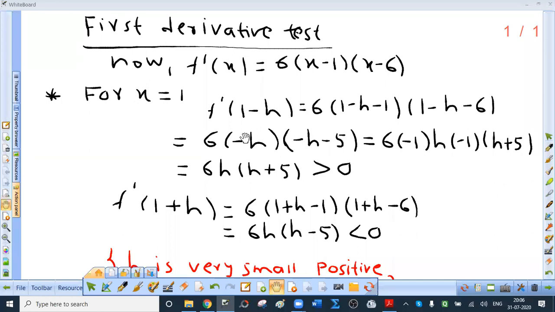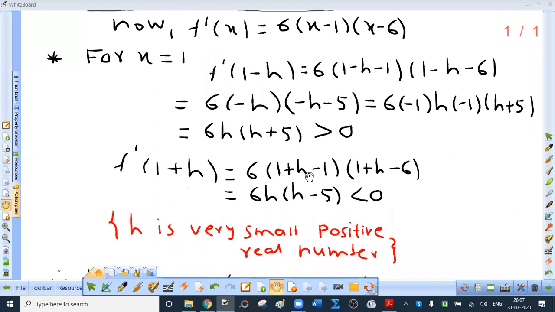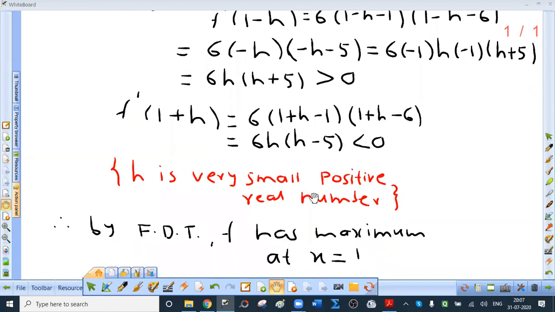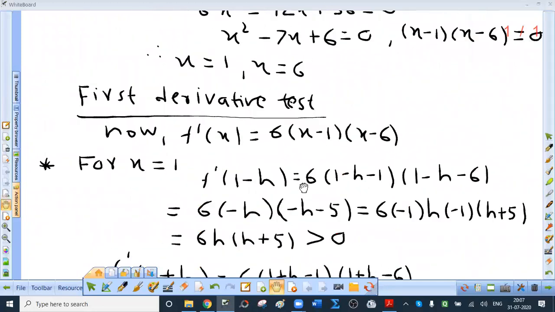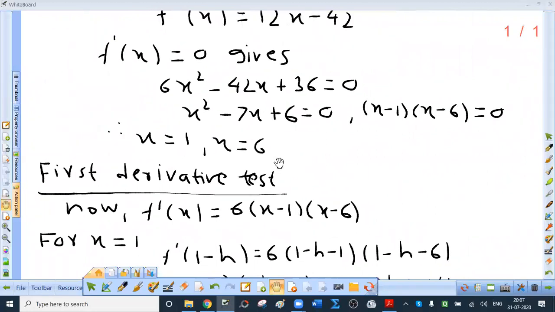So you will notice that at x equal to 1, first derivative is 0 because x equal to 1 is a root of that equation only. F dash of 1 minus h is positive. F dash of 1 plus h is negative. And this happens only when the function has local maximum at x equal to 1. See, this is not standard short form. You have to write by first derivative test. Function has local maximum at x equal to 1. Okay, write down. Start writing.